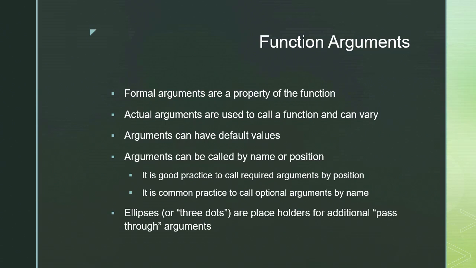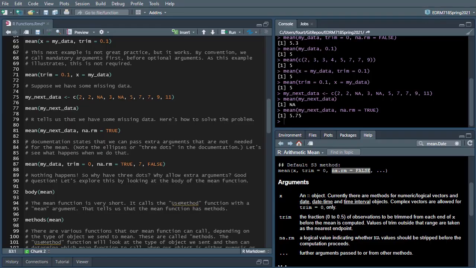Ellipses, or as R users like to call them, 3 dots, are placeholders for additional pass-through arguments. So let's look at the 3 dots. Here in the mean arguments, we have x, an object, we have trim, we have na.rm equals false, and then we have these things that look like ellipses that people who work with R always refer to as 3 dots. So we'll call them 3 dots as well. The 3 dots represent further arguments that are passed to or from other methods.